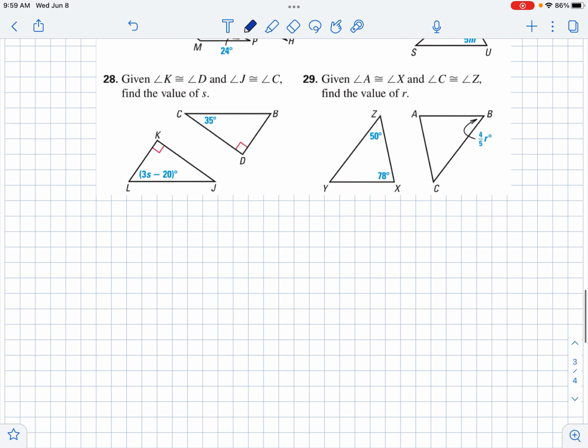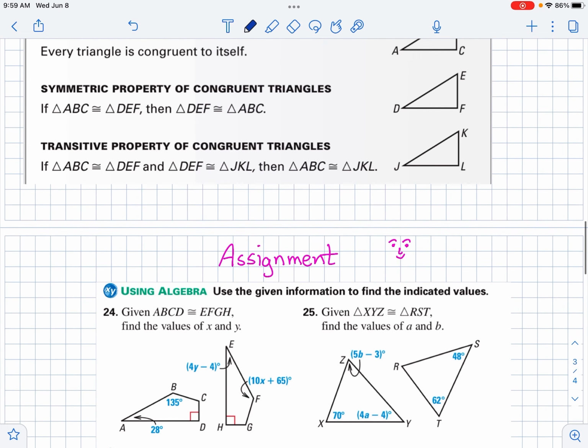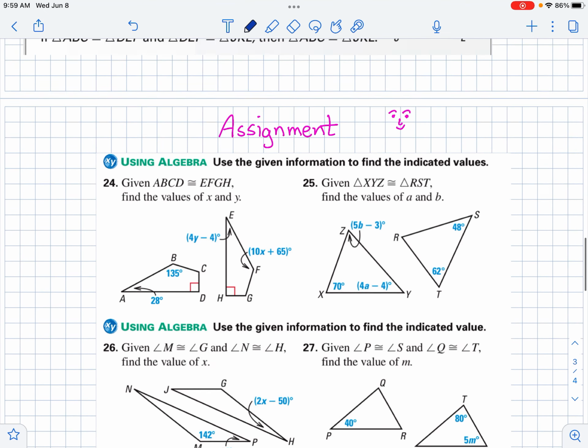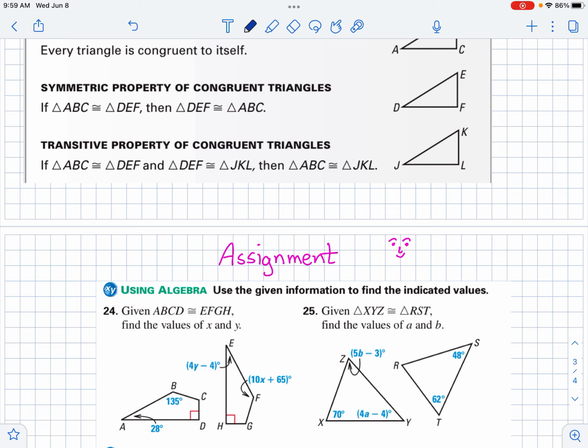Okay, alrighty. I've talked long enough. So here are a few problems that you can work on with congruence.